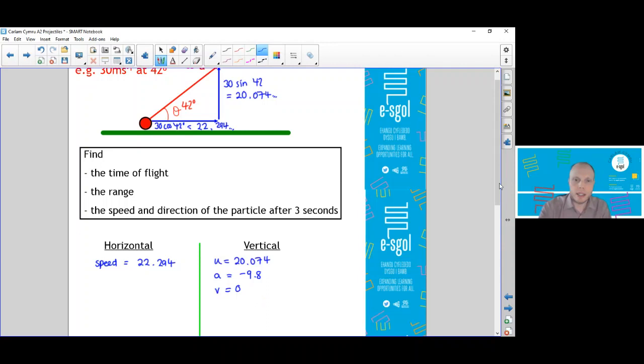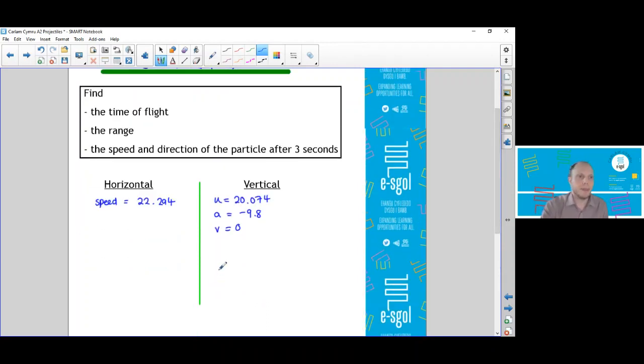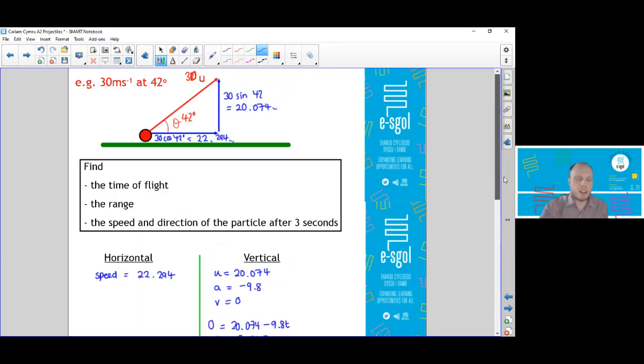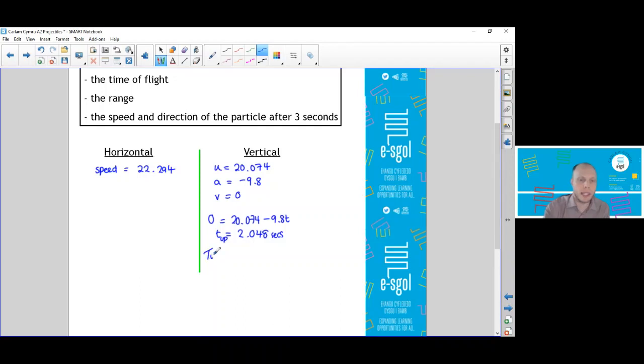Now I can say I want to find t first. So I'm going to use v equals u plus at. So 0 equals 20.074 minus 9.8t, because on the way up we're decelerating, and we get a time of 2.048 seconds. Now remember, that is just the way up. This problem is symmetrical because it's flat horizontal ground. So the total time that it's in the air is double that. So that's 4.10 seconds rounded to 3 significant figures.